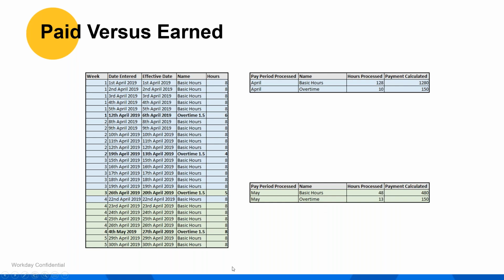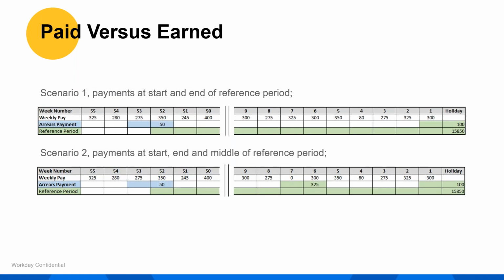From a reference period point of view, these May payments should be aligned to their April weeks in which they occurred. As I said, it's based on when you actually did the work, when you earned that money, not on when it was paid to the employee. So, a slightly cut down version of that.